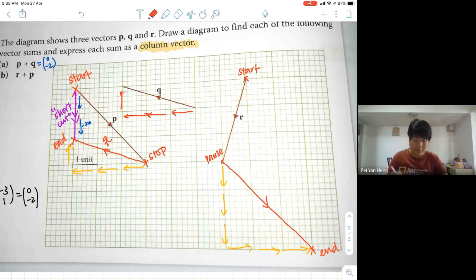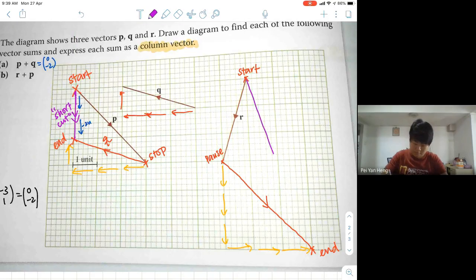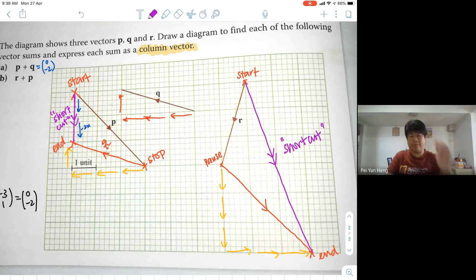Okay, if you're not sure, you look at your book. So this is 1 unit, 2 units, 3 units downwards here. And then from here, you move 1 unit, 2 units, 3 units to the right. Okay, that's where you end. So this is the same as from start, you draw a straight line all the way down to the end. Purple. Okay, this is the shortcut, which is actually our final vector.